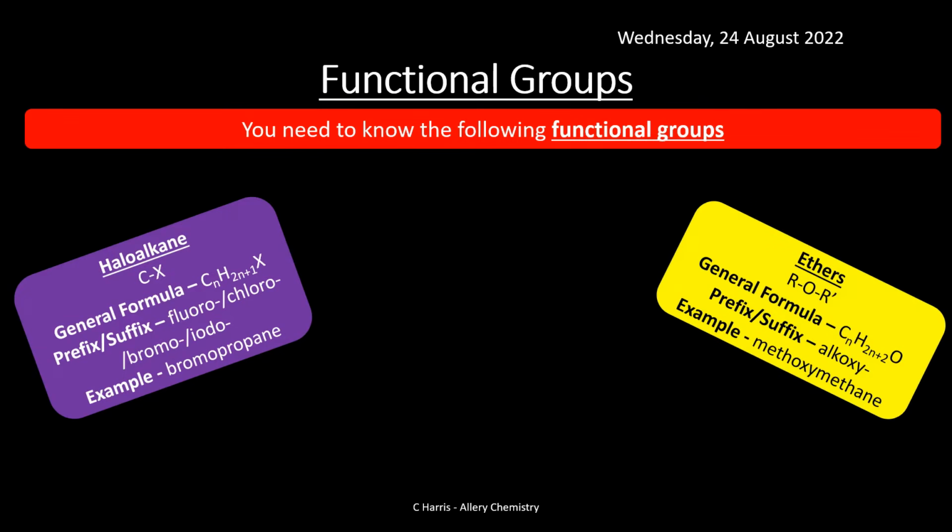Ethers. So these are a bit of a funny one. They basically have an oxygen in the middle. So you might have two alkane groups with an oxygen in the middle, and these are called alkoxy. You might not have that many of these, to be honest, but an example would be methoxymethane. That's a methyl group and a methyl group with an oxygen in between. So it's methoxymethane.